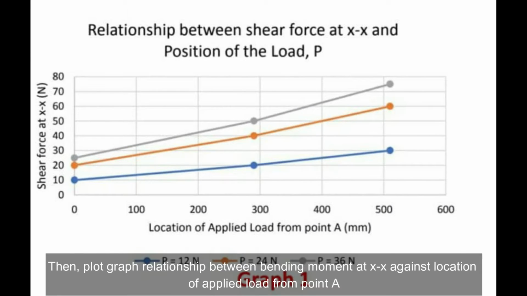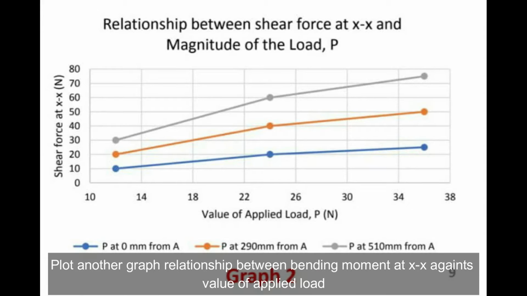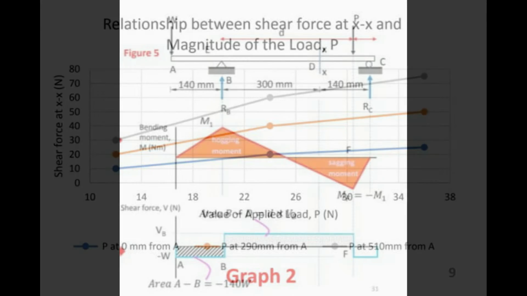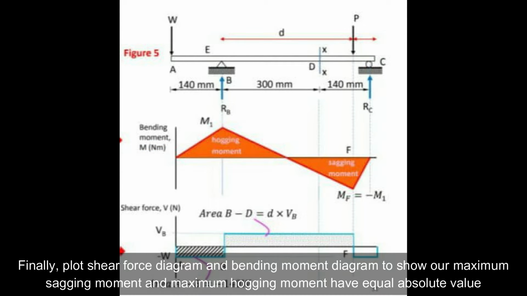Then, plot a graph of the relationship between bending moment at X against location of applied load from point A. Plot another graph of the relationship between bending moment at X against value of applied load. Finally, plot the shear force diagram and bending moment diagram to show our maximum sagging moment and maximum hogging moment have equal absolute values.